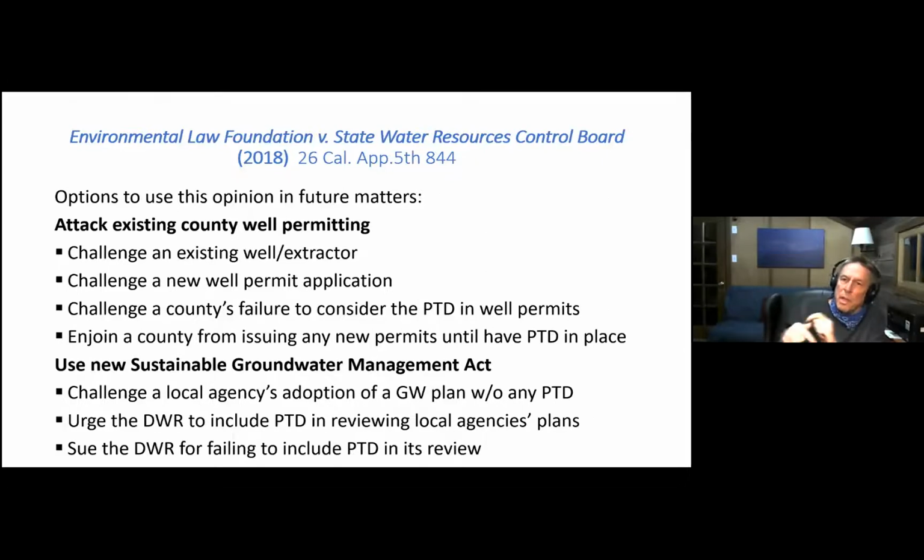don't go after an existing one, challenge a new well permit application that will have an effect. That's a little easier, feels more like a standard challenge to any permit. Third, don't challenge the permit or the permittees, go after the county. Challenge the county's failure to consider the public trust doctrine when it issues well permits, which I can tell you they all do. They view the issuance of a well permit as a purely ministerial act.